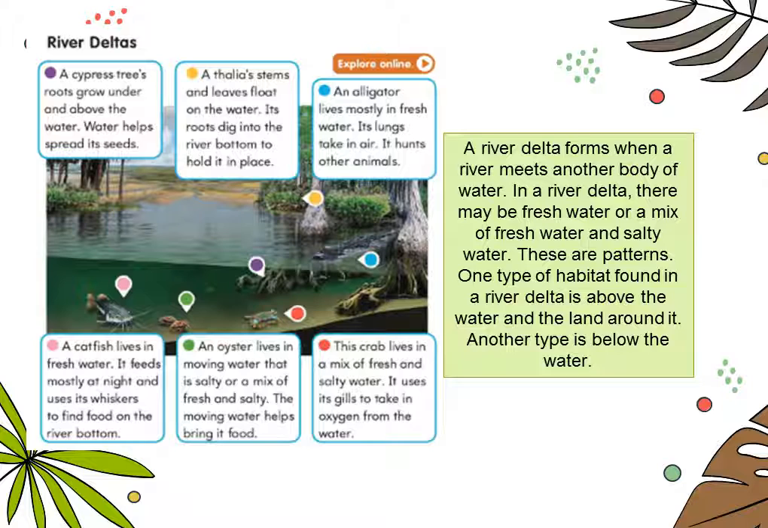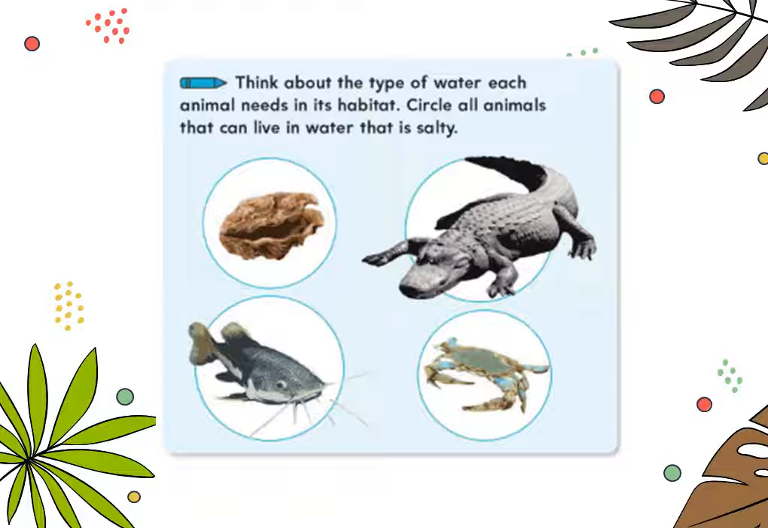Can you see few examples of the habitat that live on river delta? Please go through them. Let's do another exercise, children. Think about the type of water each animal needs in its habitat. Circle all animals that can live in water that is salty. Can you please think, children, which animals live in the water that is salty?